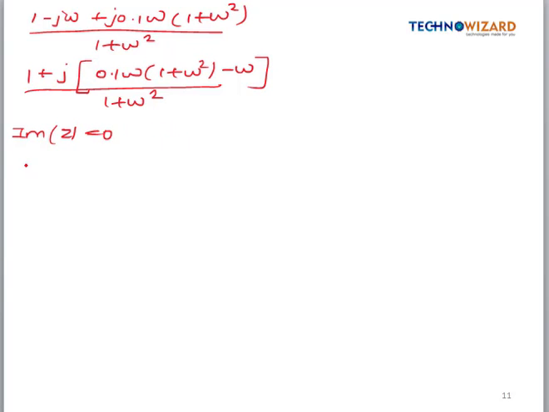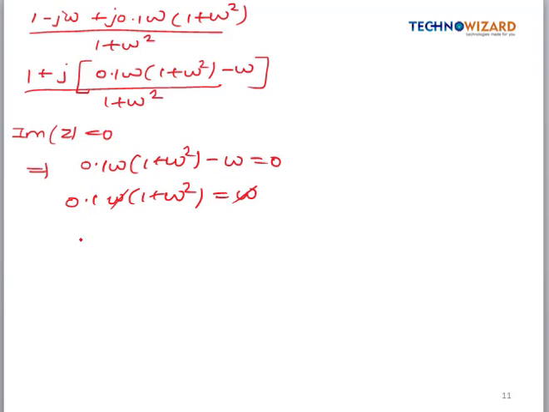So this implies that 0.1 of omega into 1 plus omega square minus omega is equal to 0. So this means 0.1 omega of 1 plus omega square is equal to omega. So this will get cancelled. It means 1 plus omega square is equal to 1 by 0.1, which is equal to 10. It means omega square is 10 minus 1, 9.